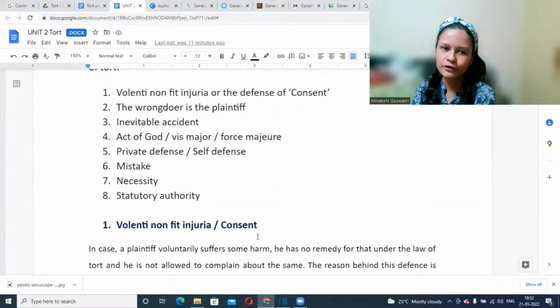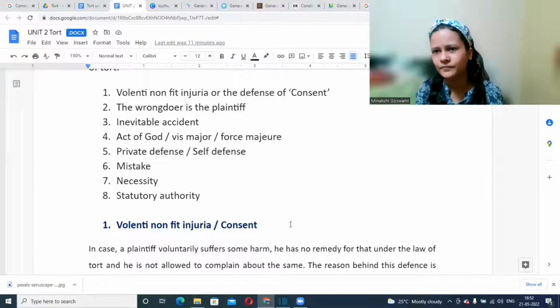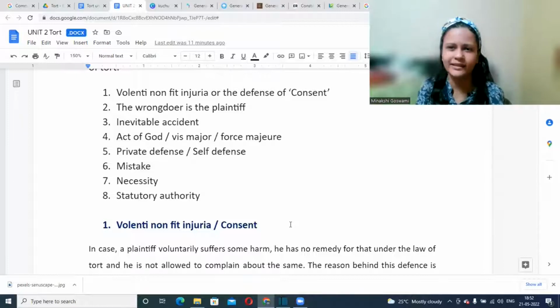Okay, so this is the first one, voluntary non-fit injury, or the defense of consent. You have given your consent. For example, have you heard of Roadies on MTV? It is a reality show. Yes, ma'am. A lot of contestants go there, and then there is all the scolding, insult and humiliation happening on national television, right?